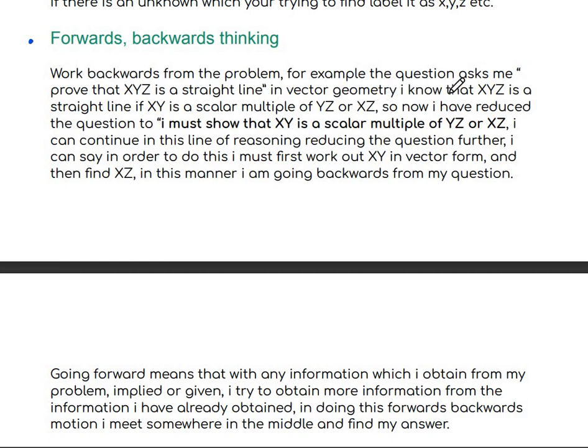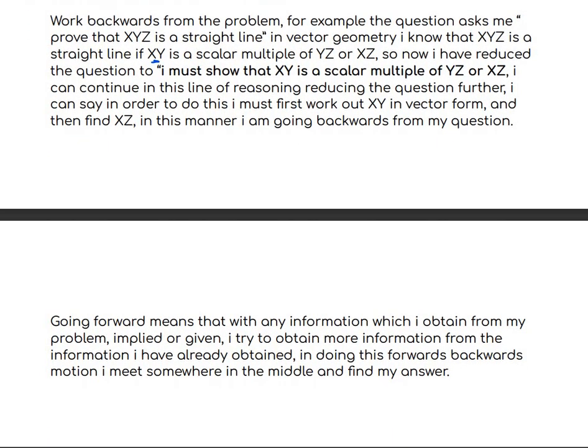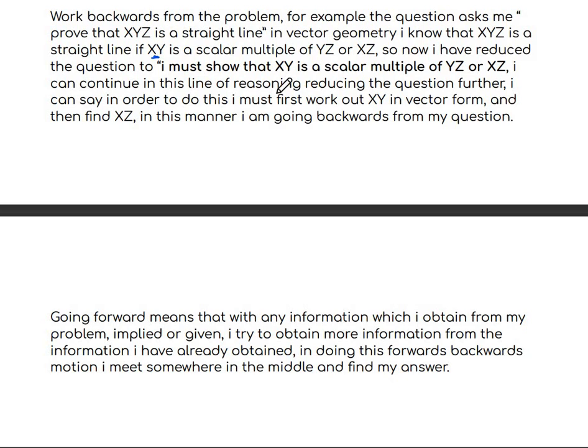In vector geometry, I know that XYZ is a straight line if XY is a scalar multiple of YZ or XZ. So now I have reduced the question to, I must show that XY is a scalar multiple of YZ or XZ. I can continue in this line of reasoning, reducing the question further. I can say, in order to do this, I must first work out XY in vector form and then find XZ. In this manner, I am going backwards from my question, and I'm actually reducing my question into smaller chunks.